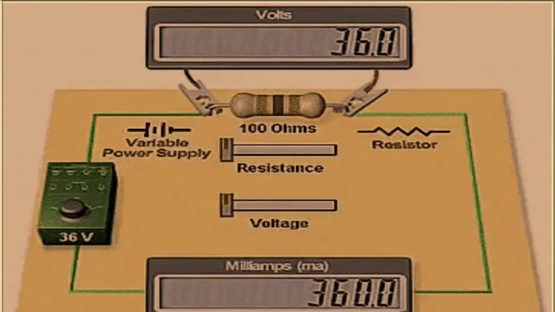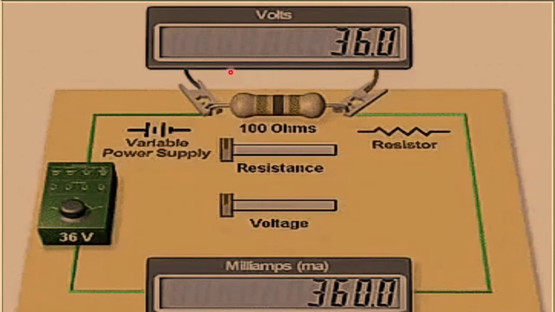Let's conduct the experiment conducted by Mr. Ohm. The circuit consists of a resistor, one end of which is connected to the battery. The other end of the battery is connected to the ammeter. Here the digital milliammeter is used. The other end of the milliammeter is connected to the other end of the resistor.